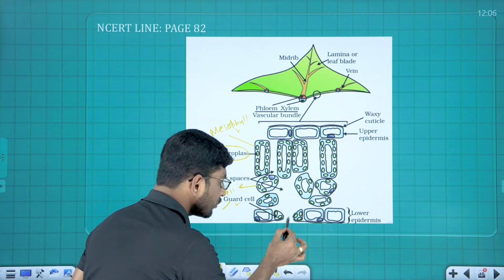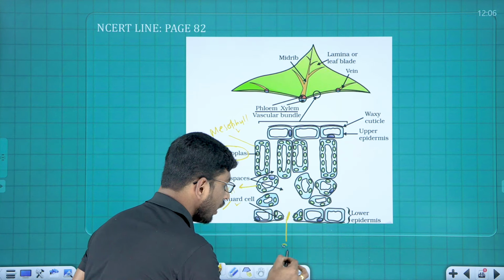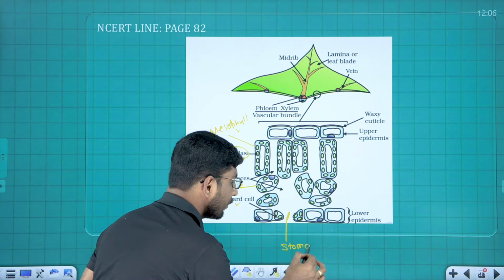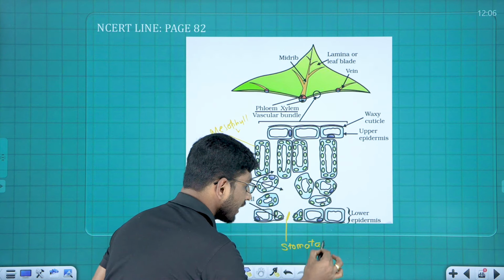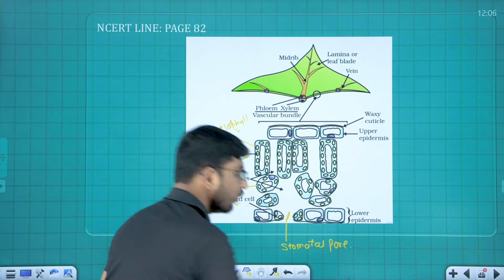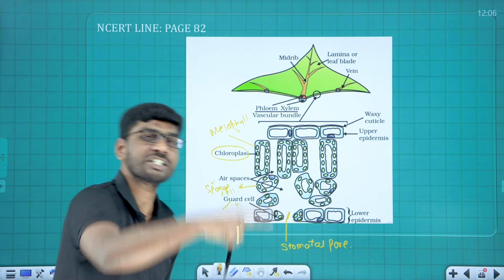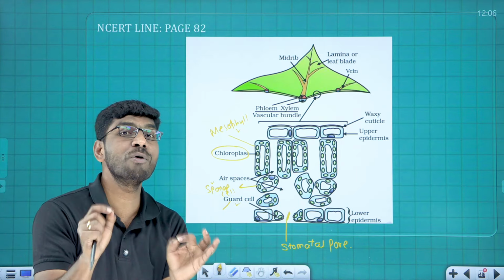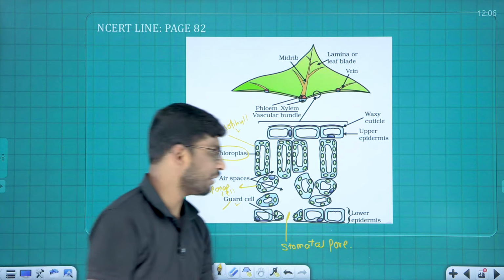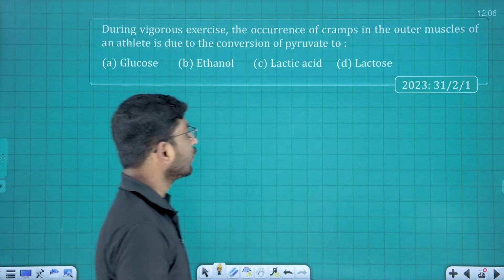This opening is known as what? Tell me. This opening is called the stomatal pore. Stomatal opening or stomatal pore. Through this, a massive amount of gaseous exchange takes place. So our answer is 4. I hope you all are following me. Look at the next question.